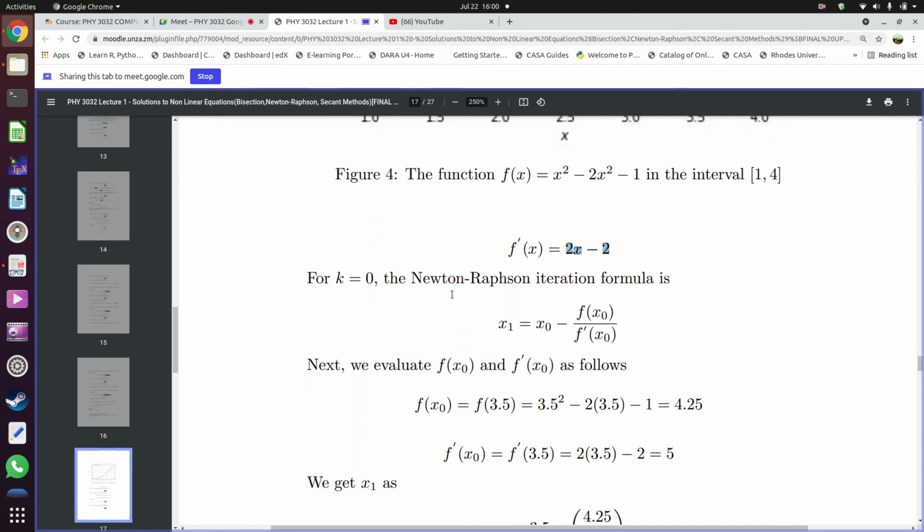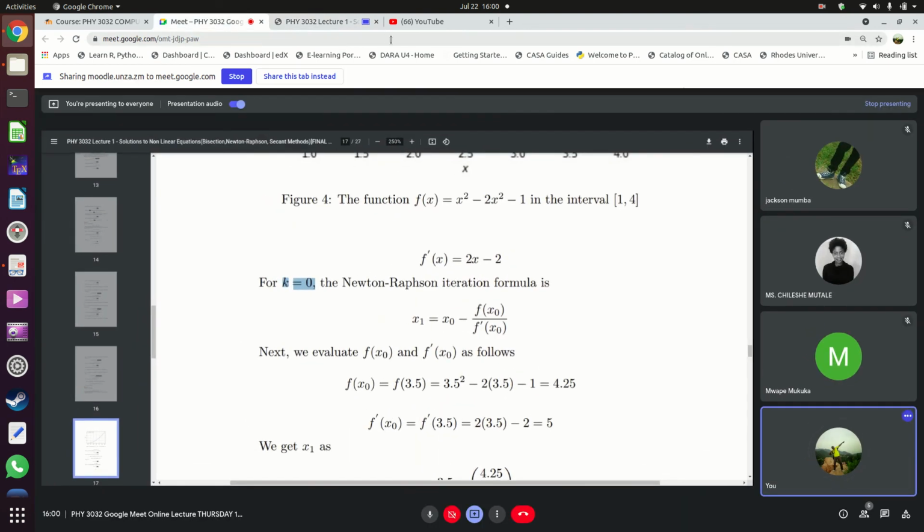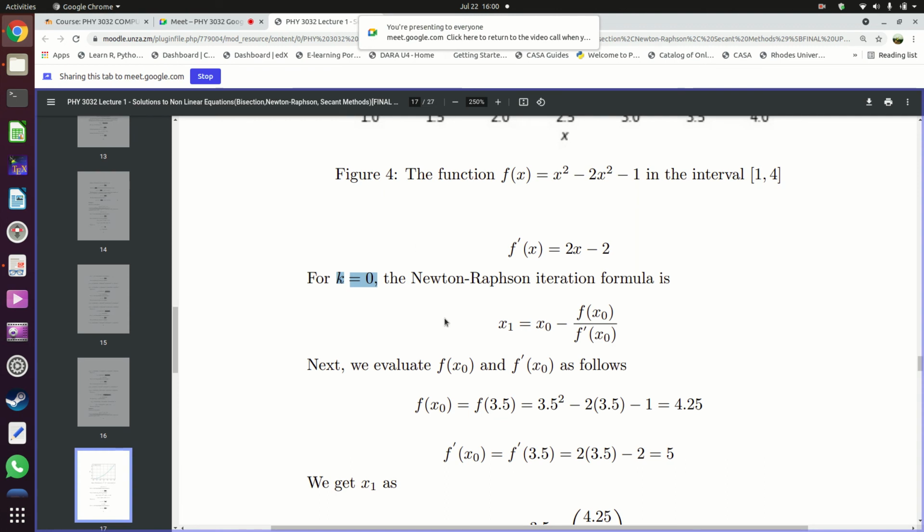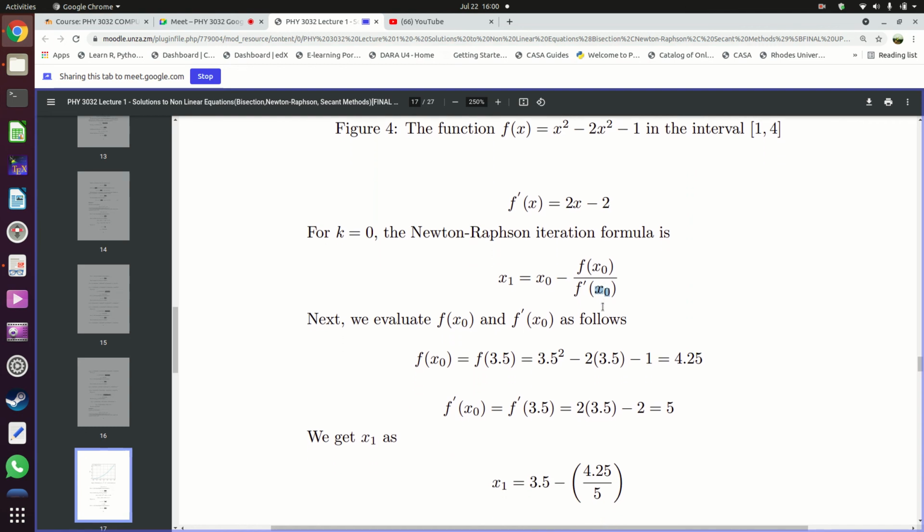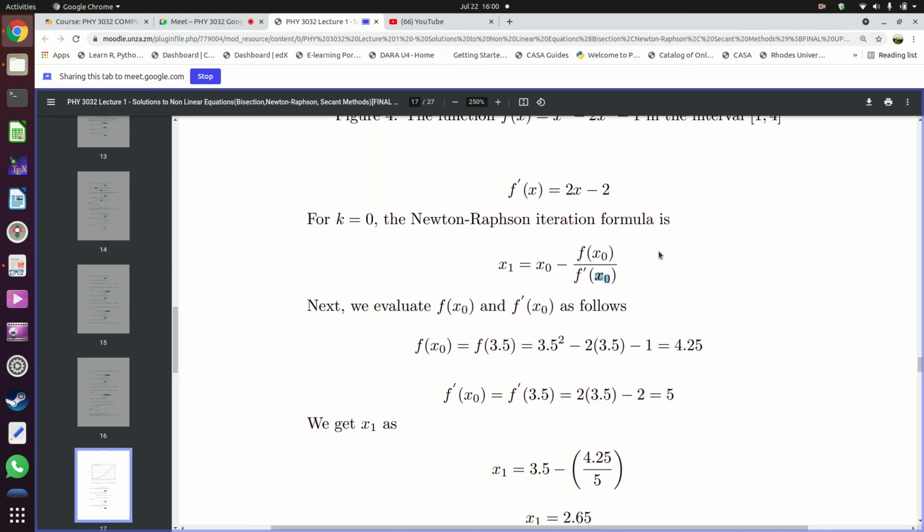So for k equals 0, the Newton-Raphson method becomes x1 equals x0 minus f of x0 divided by the derivative of the function f at x0. We know what x0 is. x0 is 3.5, so we can work out the value of the function at x0 equals 3.5, and you can also work out the value of the derivative at x0 equals 3.5.